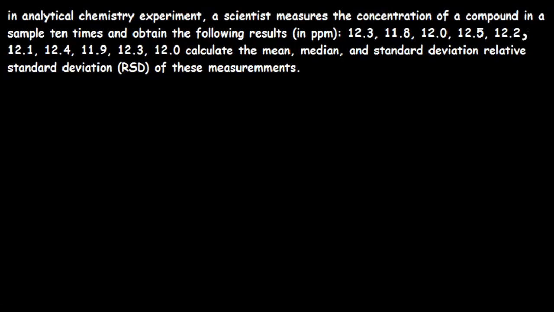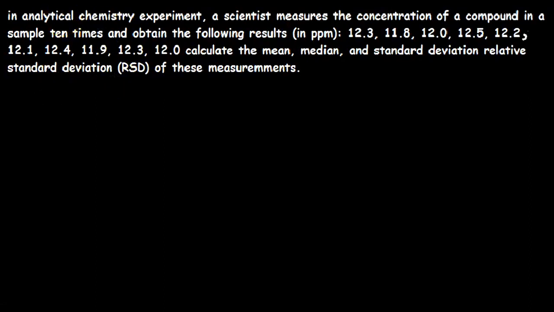Let's assume you are given this kind of problem: in an analytical chemistry experiment, a scientist measured the concentration of a compound in 10 samples and obtained the following results in ppm. So here we are given the observations. The first observation is 12.3, 11.8, 12.0, 12.5, 12.2, 12.1, and so on up to 10. We are asked to calculate the mean, median, standard deviation, and also the relative standard deviation of these measurements. How can we solve this problem?